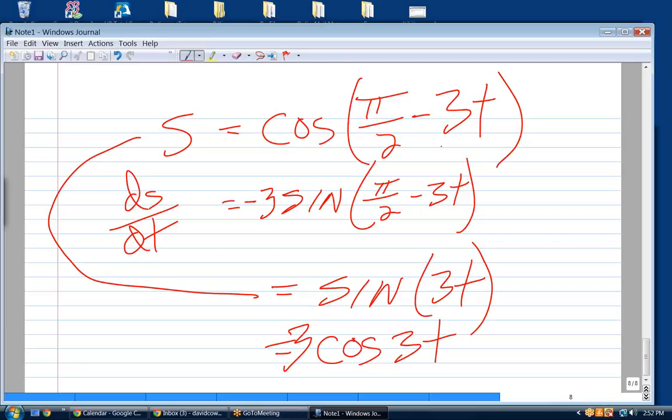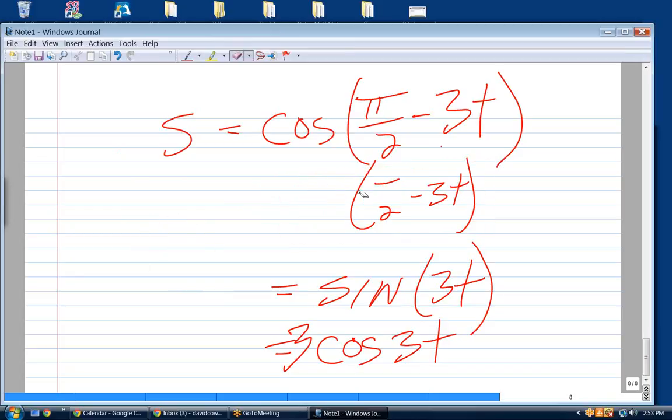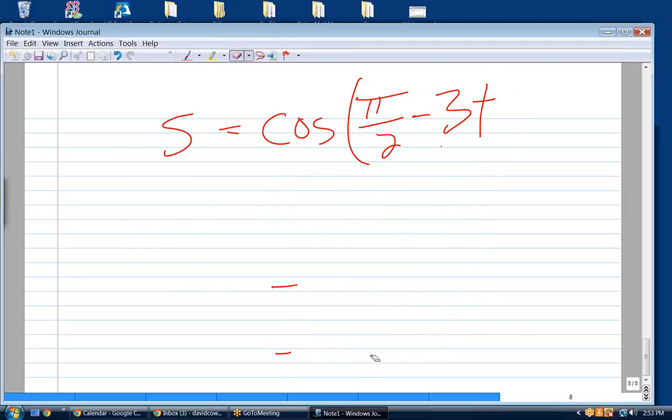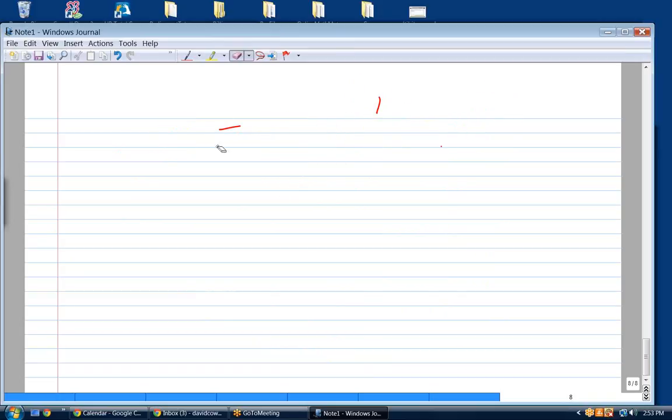I did. Because now I can go back and change that into cosine of 3t. All right. So that, you didn't really need that trig relationship, but it helped, made it a little bit easier to use it.